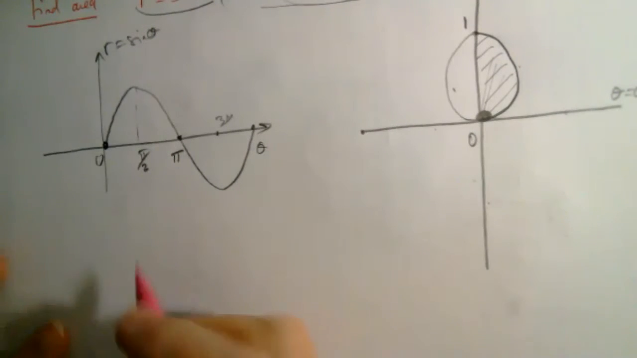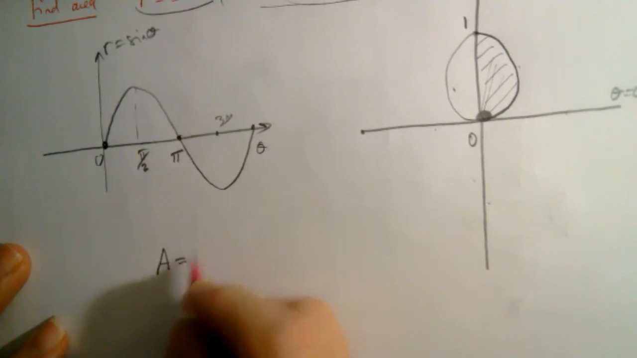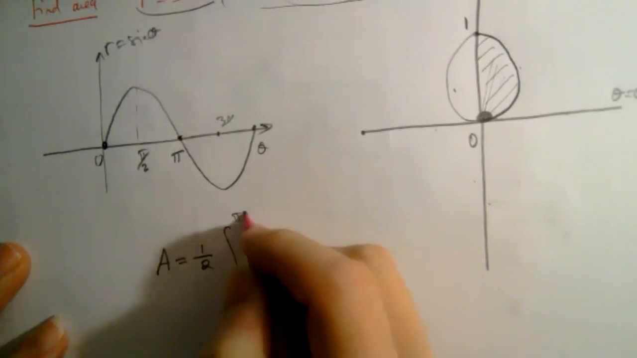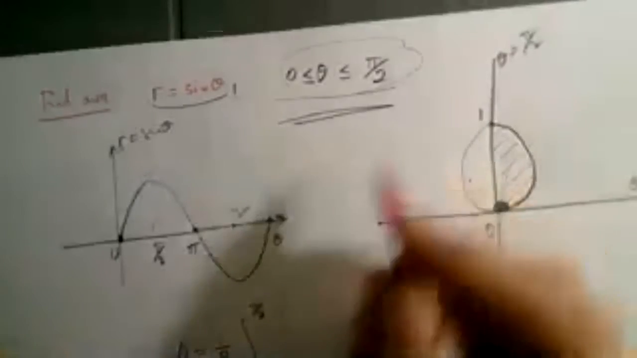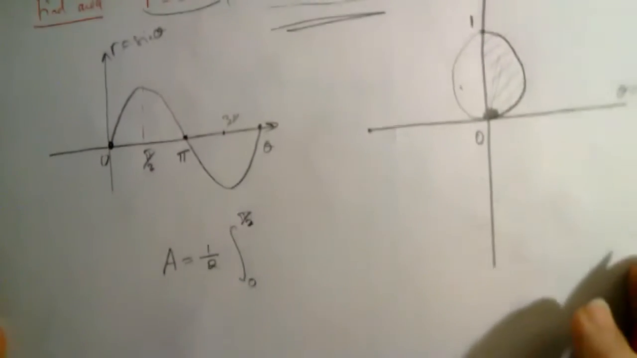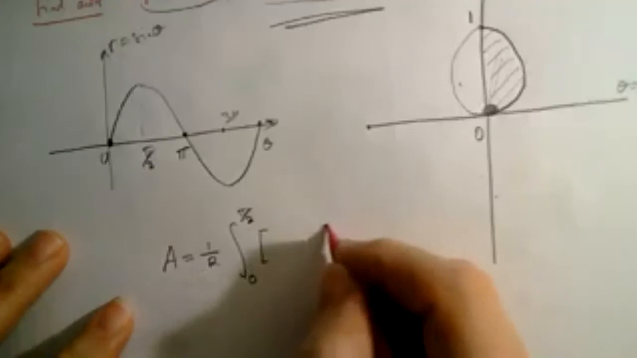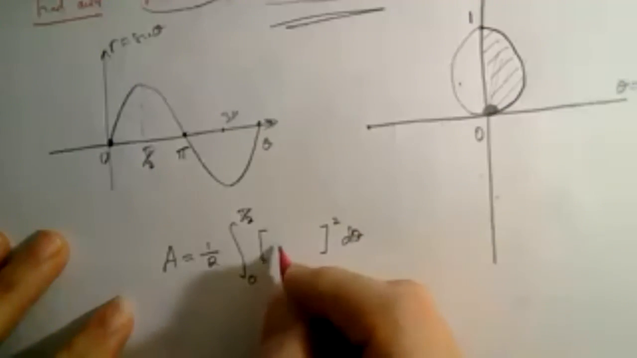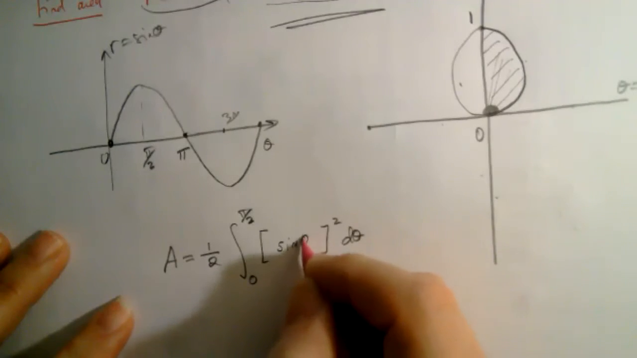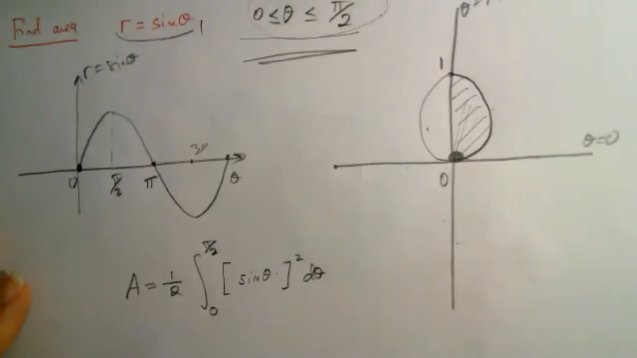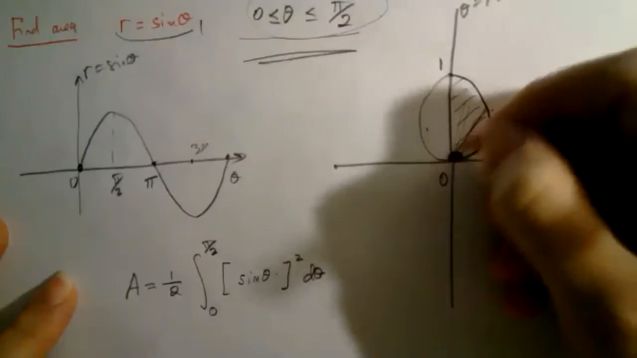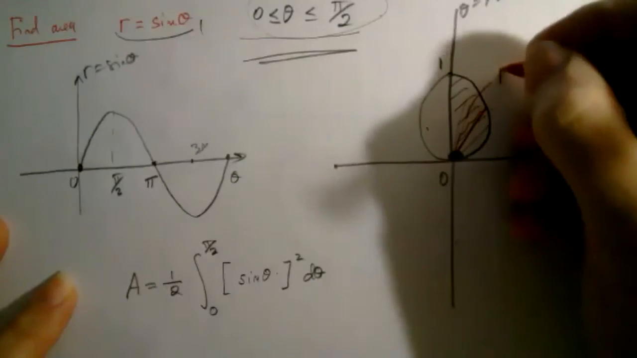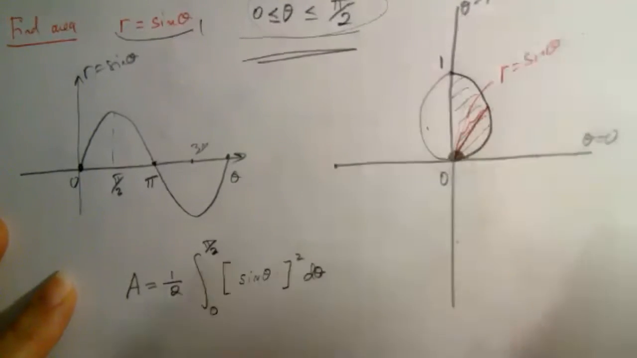So the formula is simple in this case because it's a half the integral from 0 to pi over 2, because I gave you the theta problem, very clear, times the radius squared. The radius here is the sine of theta, so the radius in terms of theta. So for every theta, whatever theta is, this here is the sine of theta.